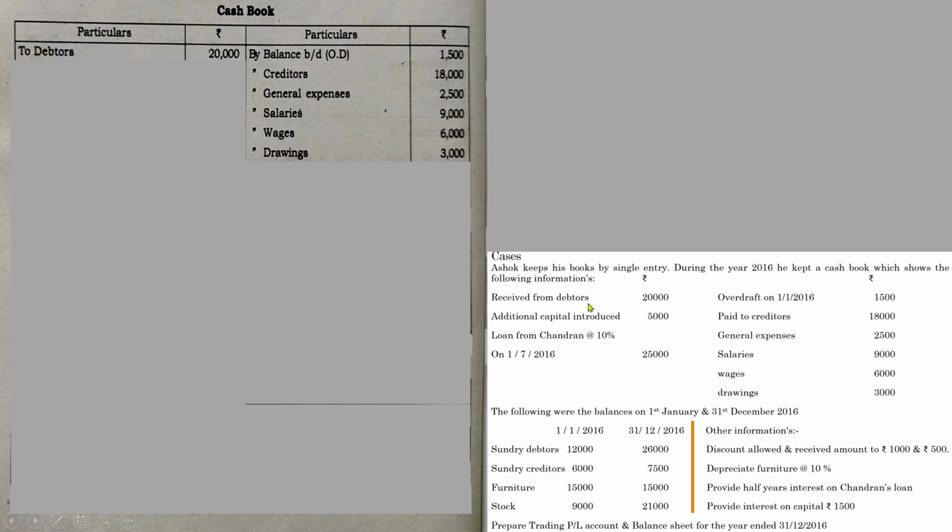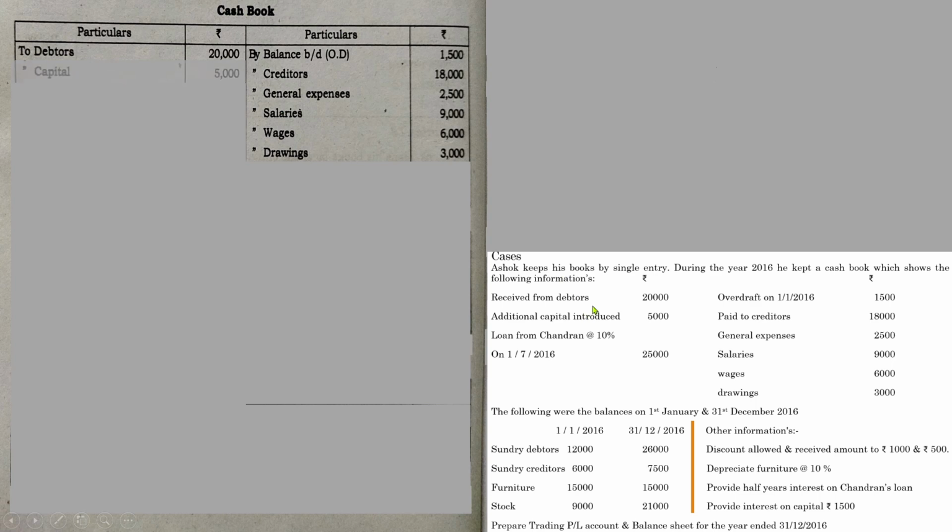And next one, received from debtors. So now an increase in cash. Whenever you receive any amount from someone, cash account debit to whatever it is. Since here it is received from debtors, it will be cash account debit to debtors. So cash book to debtors 20,000.